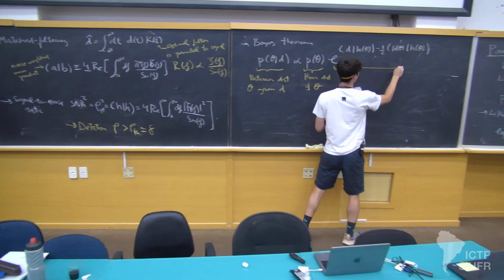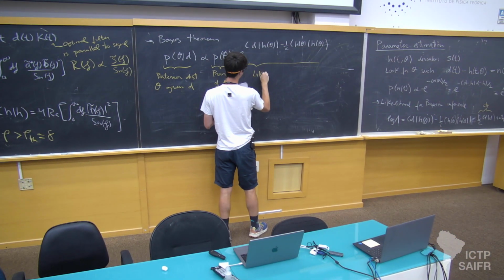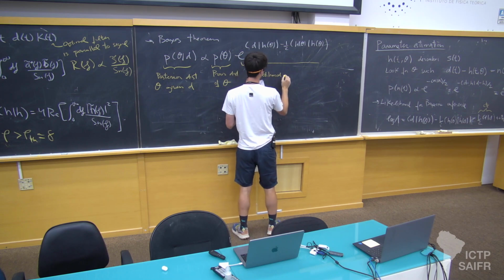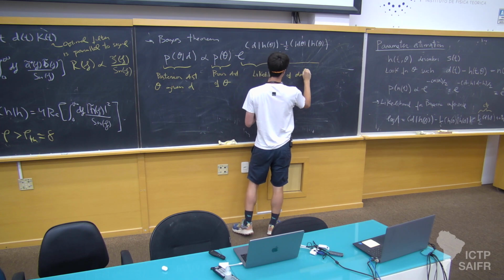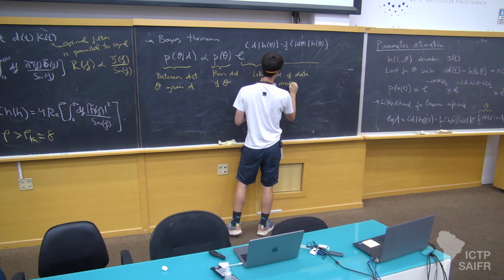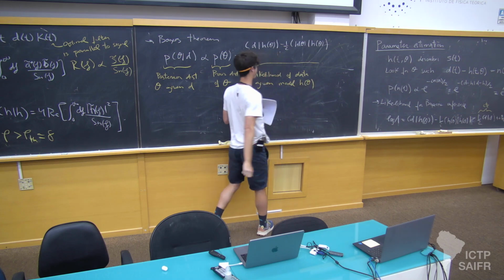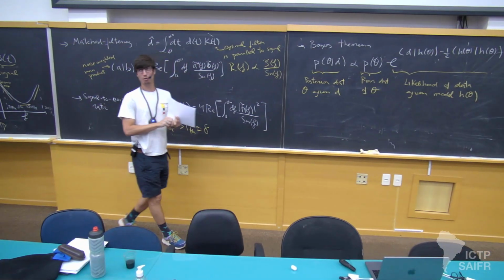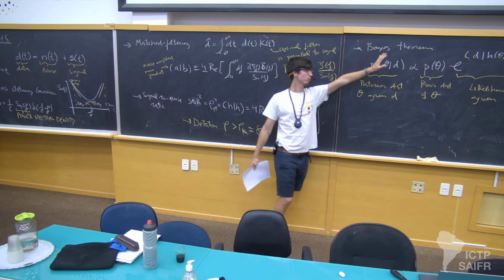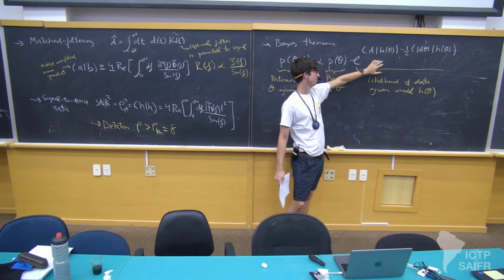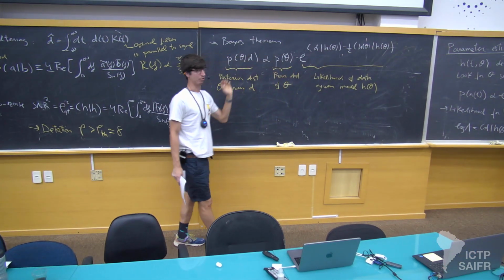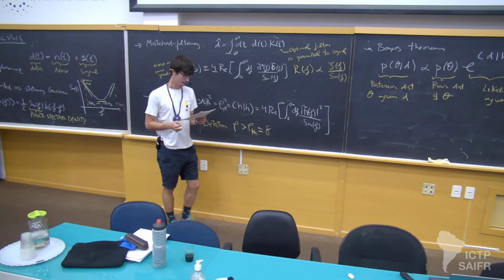And then this is giving you the likelihood of the data given the model h of theta. So if you want to obtain this posterior distribution, then essentially what you need to do, thanks to Bayes' theorem, is just maximize your likelihood, find the parameters that will give you the maximum likelihood, and then you need to multiply by the prior.